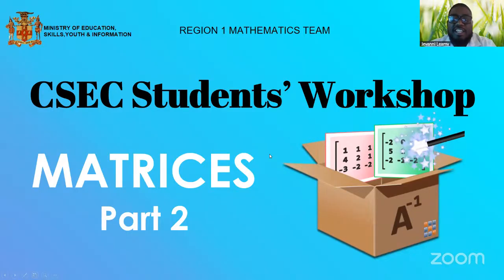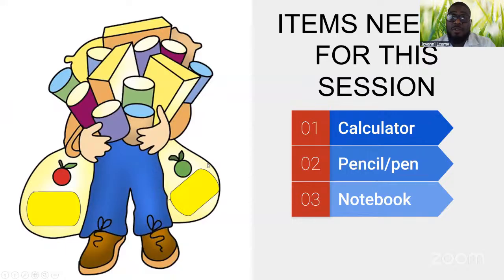So we have a little icebreaker, but before we get to the icebreaker, we have some items that we will be looking at for this workshop in general. Some things that you will need: a calculator, a pencil or a pen, and a notebook. These are the things that you will be needing for this particular session.